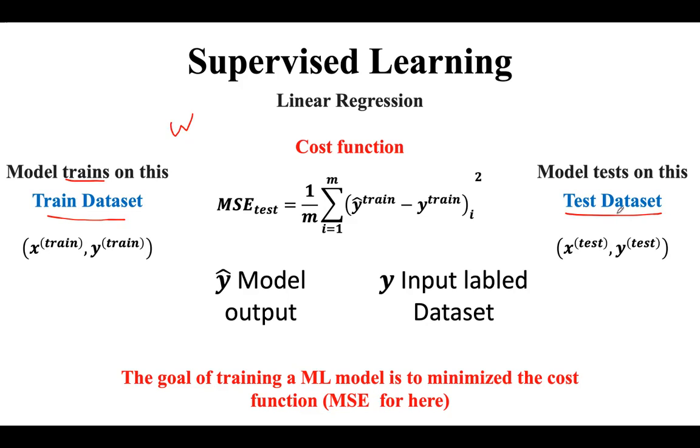It means that after you train your model, you feed your model with the test data set to figure out how accurate your model is. So this is the difference between the test and train data set. Now, for finding the W's, we need to define a cost function or objective function.